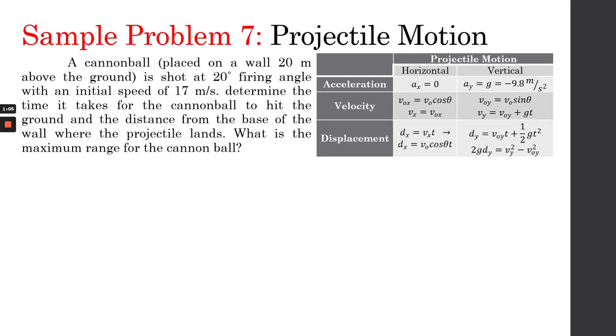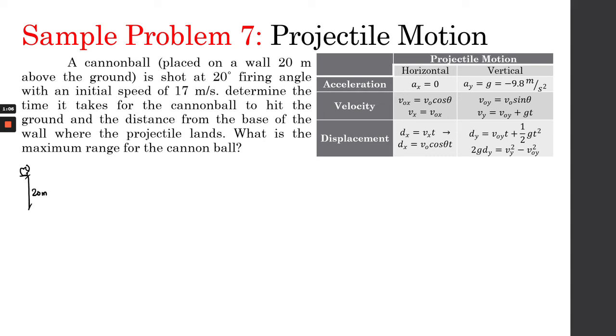Okay, last one, projectile motion. For projectile motion, a cannonball is placed on a wall 20 meters above the ground. So we have a wall, and this wall is 20 meters above the ground. That was the free fall, now we're in projectile motion. And we have a cannon. So let's think of that as a cannon, placed on a 20-meter wall above the ground.